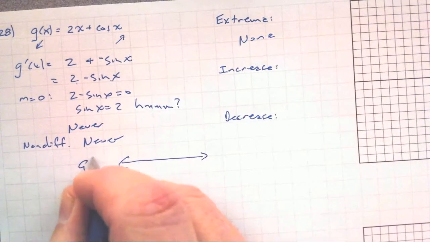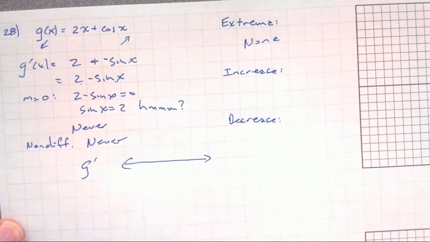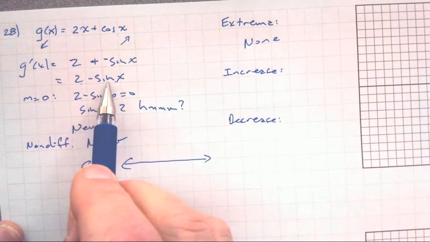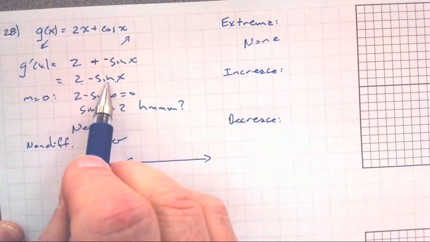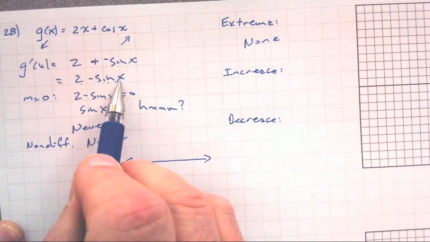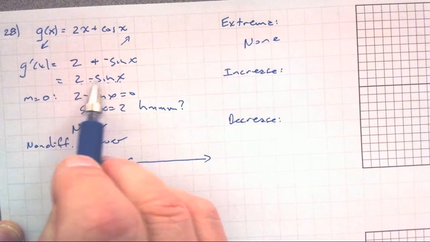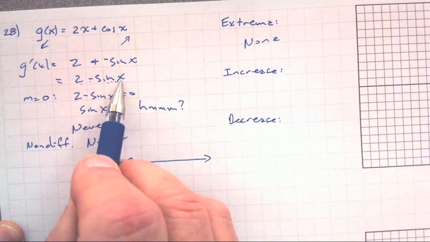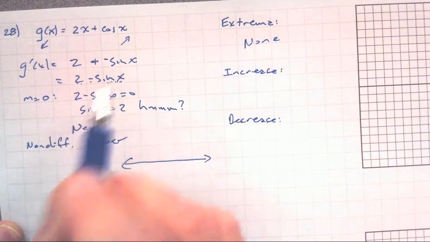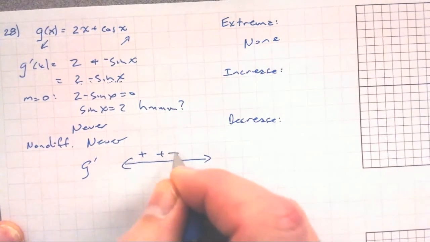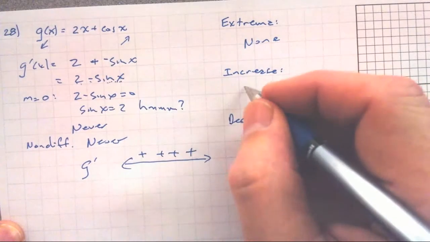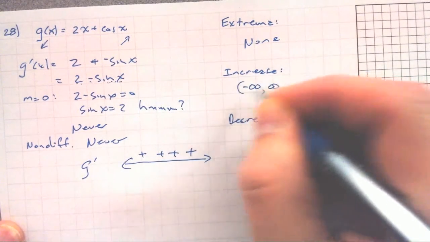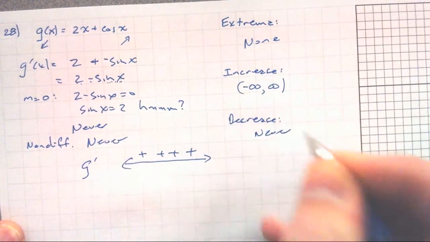Increasing. Okay, now we got to take a look at this guy. Let's take a look at G prime. Well, we've kind of solved this already, but there are no real interesting points here where this thing levels off, and for any value I put in for sine, the biggest it's going to be is 1. 2 minus 1 is positive. The smallest sine is going to be is negative 1. 2 minus negative 1 is positive. It's always going to be positive. Therefore, it is increasing from negative infinity to infinity, and it is never decreasing.